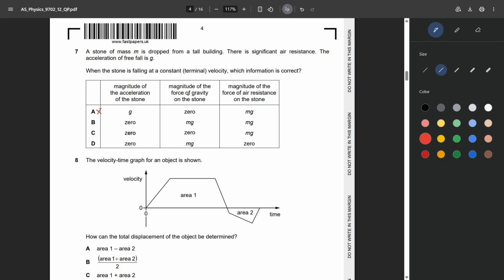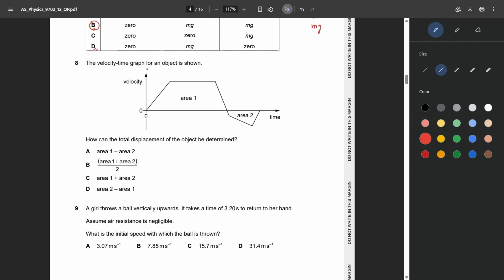Magnitude of the force of gravity on the stone. Okay, the force of gravity will always be mg, which means our answer should be either B or D. Magnitude of the force of air resistance on the stone. Okay, now if it's in equilibrium, the force of gravity or the weight of the object should be equal to the air resistance, which means the air resistance will also be mg, meaning B is our answer.